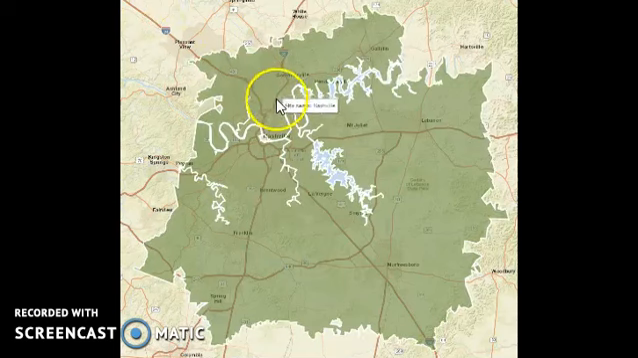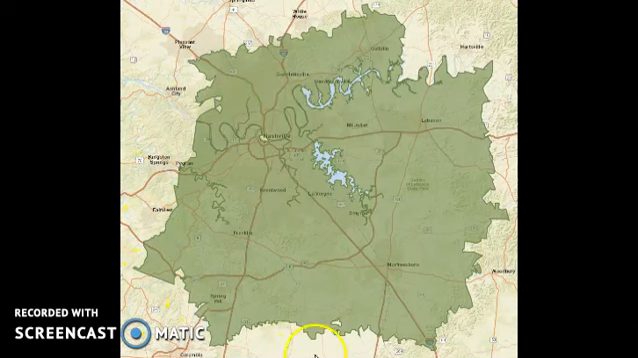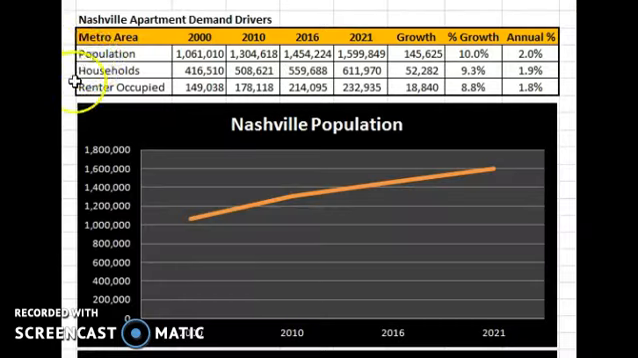Here you can take a look at the area that I did the study on. It's a fairly big area. This would be really the entire Nashville metro area. So I was looking for everything that would be in that market. I gathered data on three apartment demand drivers: population, households, and renter-occupied housing units. I did that for 2000, 2010, 2016, and 2021.